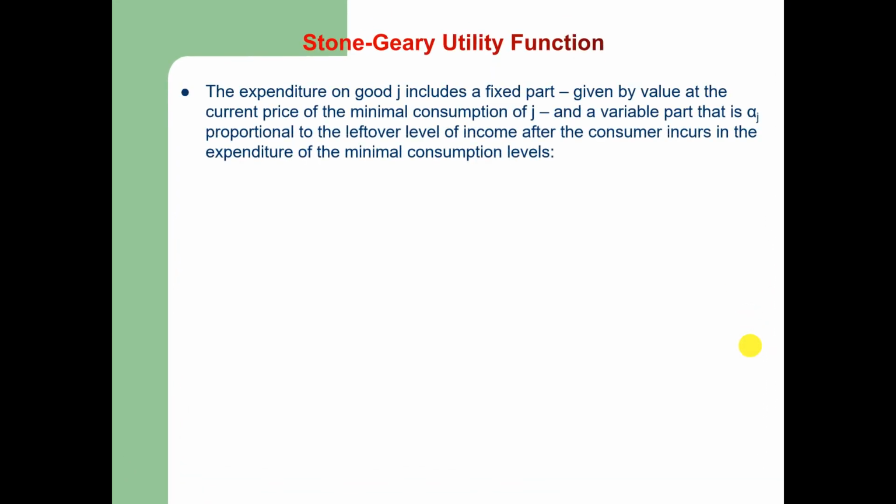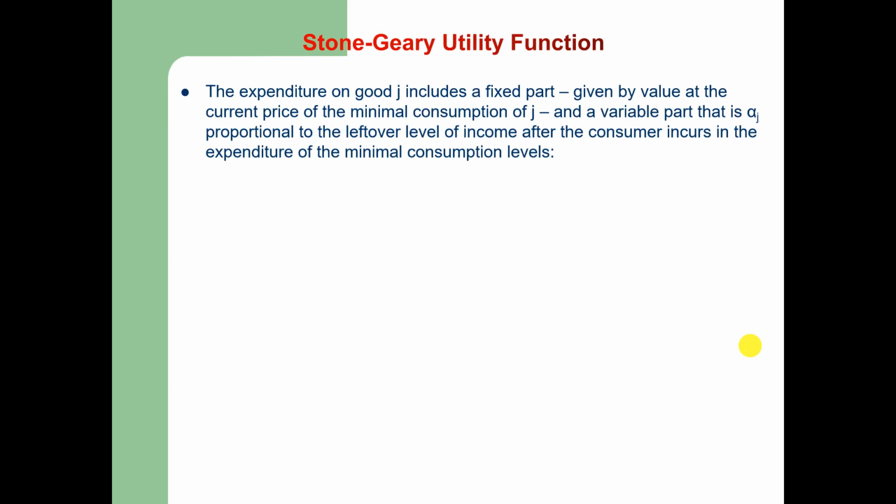The expenditure on good j includes two parts, that is the fixed part, which is given by the value at the current price of the minimal consumption of j, and a variable part, that is alpha j proportional to the leftover level of income after the consumer incurs the expenditure of the minimal consumption level. So it means that the total expenditure on good j has two parts. One is the fixed part and the other one is the variable part.